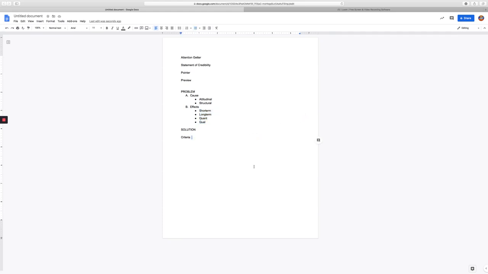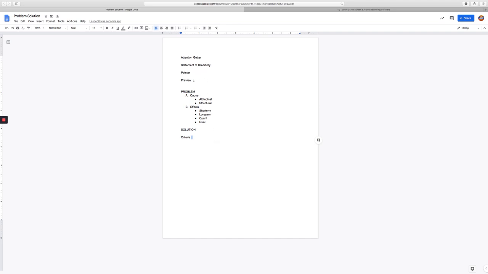All right, y'all. I want to talk a little bit about the problem solution organizational pattern. And the problem solution organizational pattern is obviously a two main point speech. This is a very simple speech, but it has a lot of complex elements.